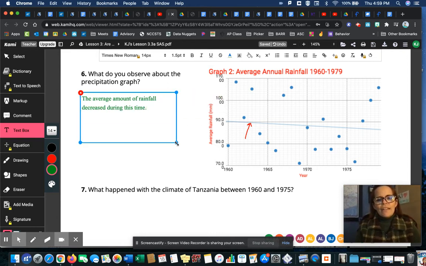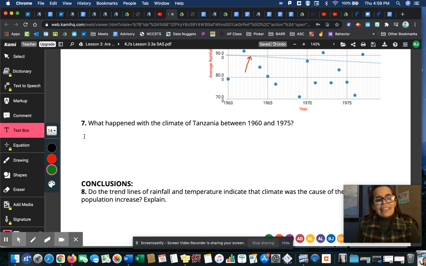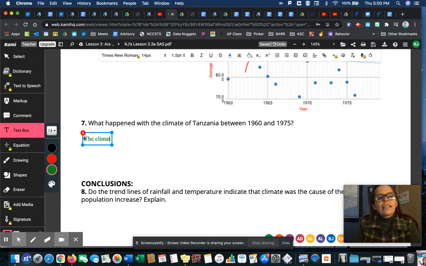All right, so moving on. The final part, pulling it all together. What happened with the climate of Tanzania during the 1960s and into the mid-70s? The climate is a combination of temperatures, rainfall, wind. So what we know is temperature and rainfall. So the climate did not change much.